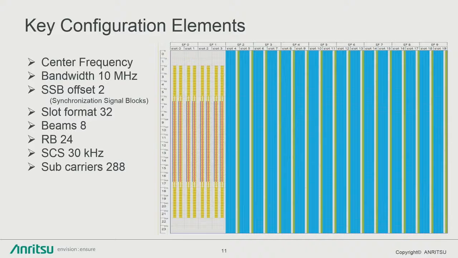Okay? The number of beams is important so that you can make sure you have the appropriate number of SSBs, right? And then resource block, subcarrier spacing, and then subcarriers. This is more informational. The instrument doesn't necessarily need to know that, but it can derive that information.